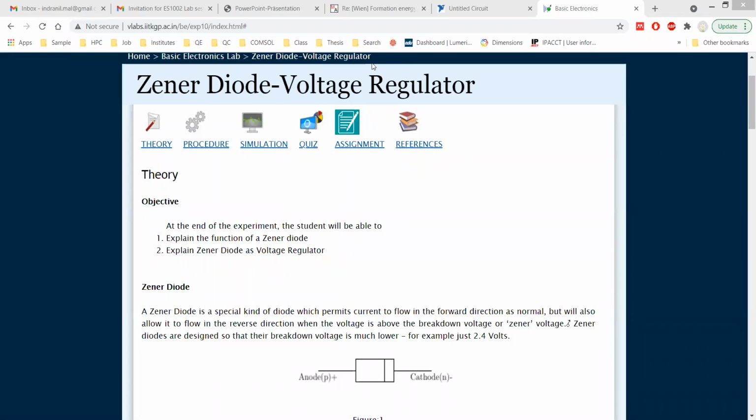Good afternoon, everyone. Today we are going to perform the Zener diode experiment. First of all, we will study what a Zener diode is and what its characteristics are, and then its application, the direct application of the Zener diode as a voltage regulator.